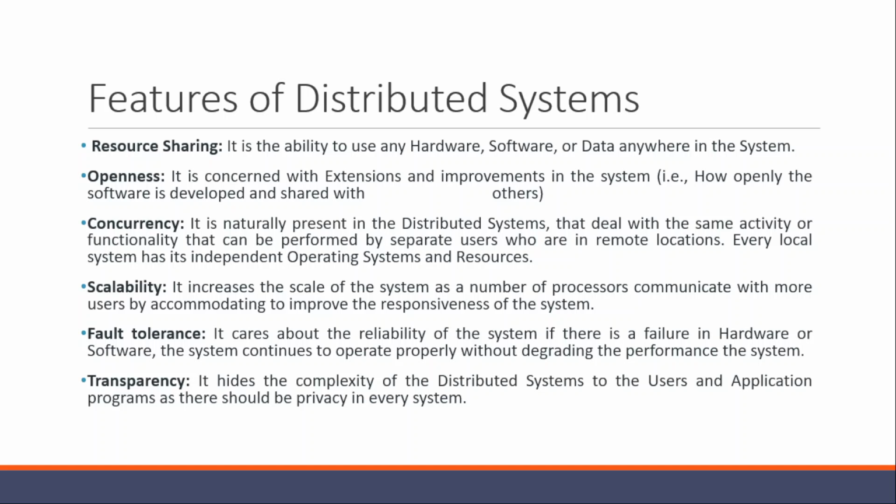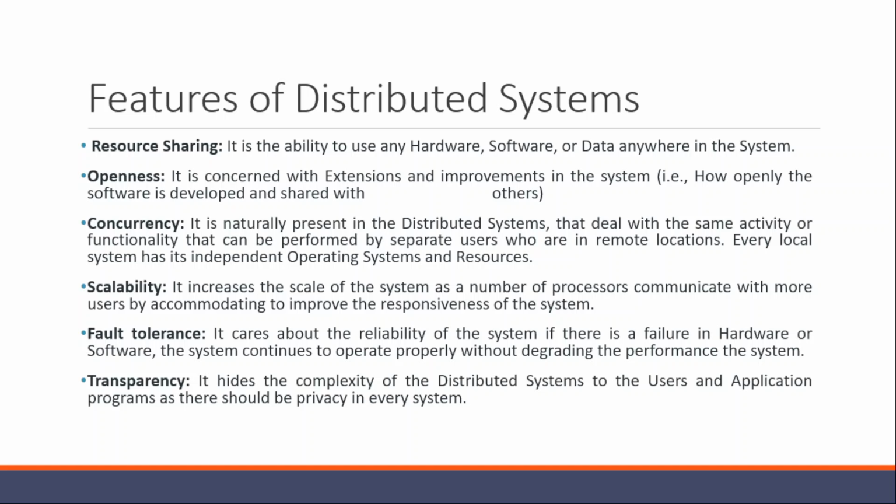We can also define that in terms of concurrency, because it is naturally present in a distributed system. Some activities or functionality can be performed by separate users who are in remote locations. Every local system has its own independent operating system and resources.